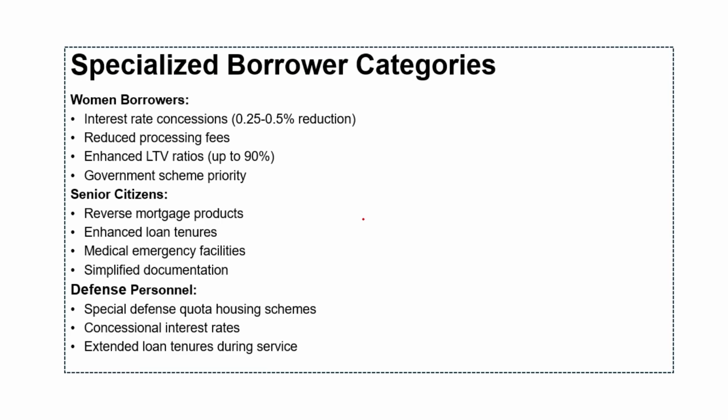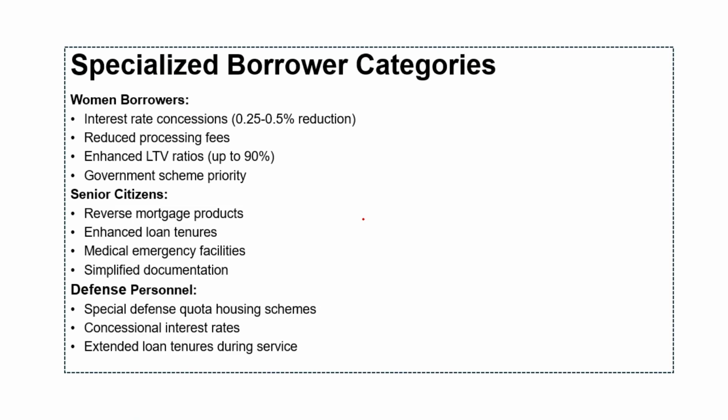And then senior citizens face unique challenges. So senior citizens are also given certain privileges, including reduced earning years they have, and higher medical expenses, but they also have substantial property equity. So reverse mortgage addresses these needs by converting property equity into income without sale obligation.